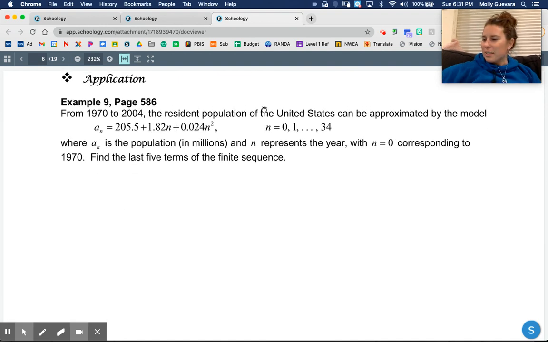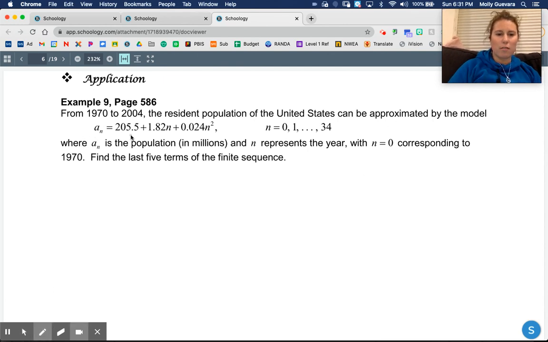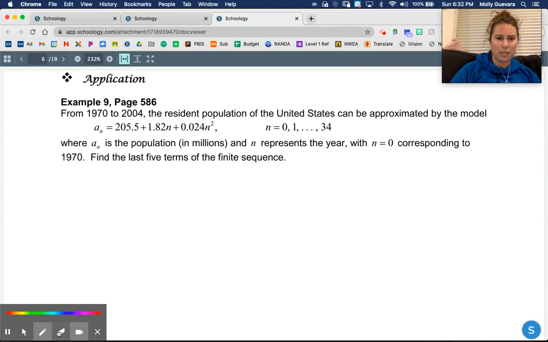Okay, last problem here is an application problem. It says from 1970 to 2004, the resident population of the United States can be approximated by the model a sub n equals 205.5, and so on, where n is 0 to 34, because that is the range of years, right? 0 is 1970, 34 is 2004. And it says find the last 5 terms of the finite sequence. So here I don't even have to add them up. I'm just finding the last 5 terms.